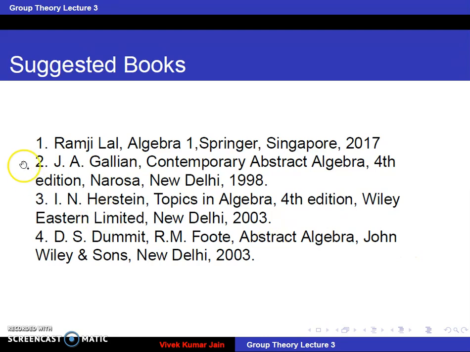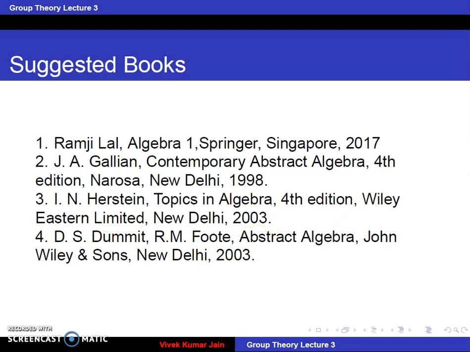If you are a first reader, then you should go through these two books, 1 and 2. It means if you are reading this group theory course for the first time, then you should take either Gallian or the book of Ramji Lal. If you are reading it a second time, then you can go through Herstein or Dummit and Foote.